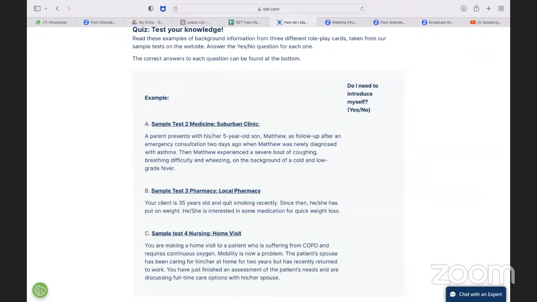Yes, Krish, do you want to try? Yes, Miss. So we can introduce ourselves and then tell the mom that as you are aware that your child was diagnosed with asthma, I'm here to help you more, and I can see his notes, and he has severe coughing, breathing, and wheezing as well. Is it okay, ma'am? Yeah, it's fine.